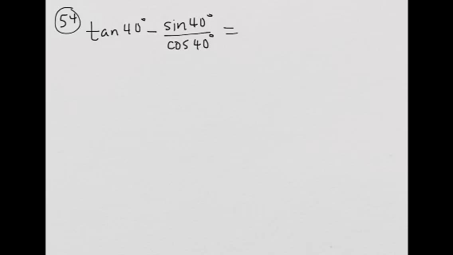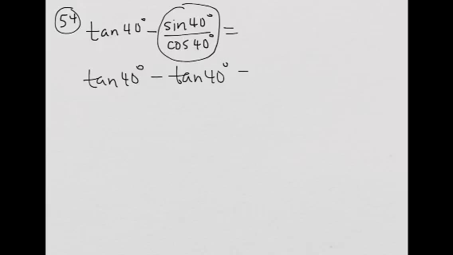Okay, so we look at the second term right here, this one. The angles are the same, so we can apply the quotient identity. So sine theta over cosine theta is tangent theta. So this becomes tangent of 40 degrees minus tangent of 40 degrees, and that's 0.